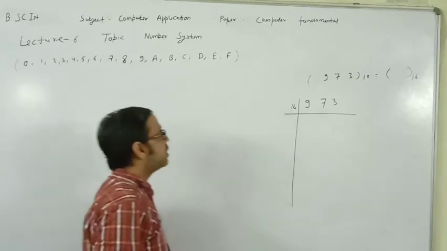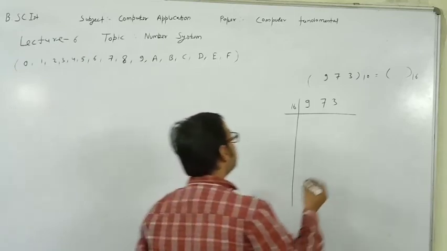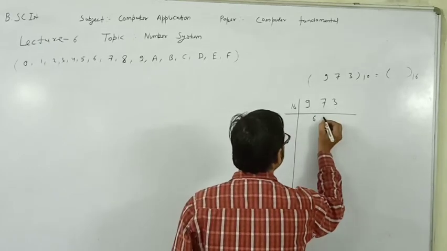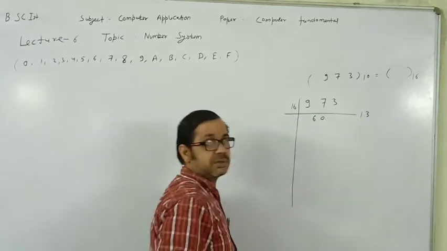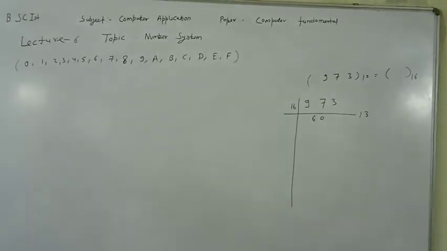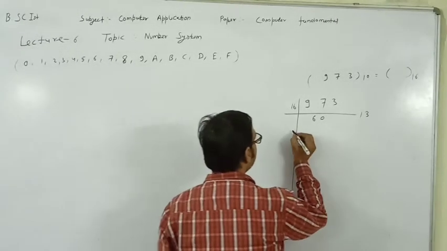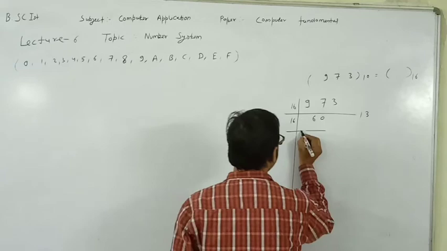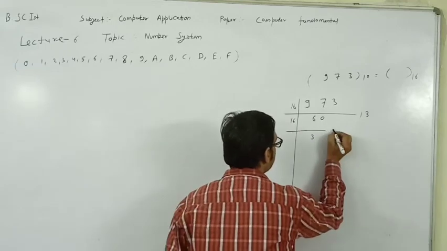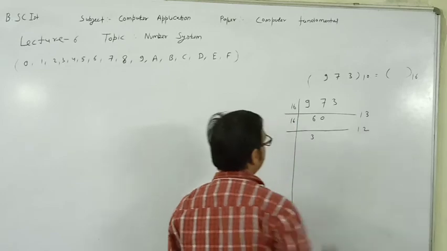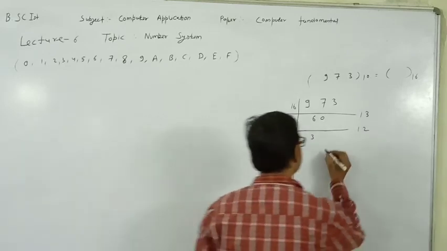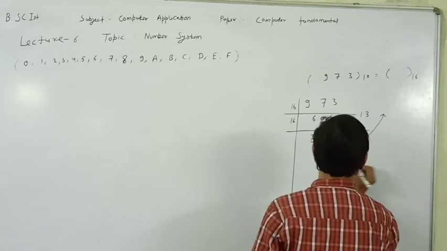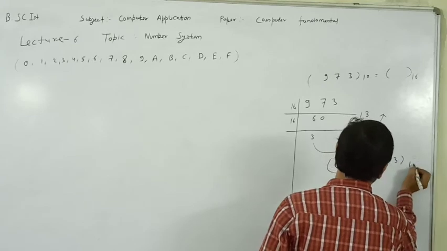So this is 16. 16 sixes are 96, remainder 13. So 13 is the remainder. Now we have to divide 60 with 16. 16 threes are 48, and it gives you 12. Write these numbers from here to here. So 3, 12, 13.